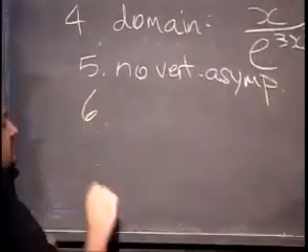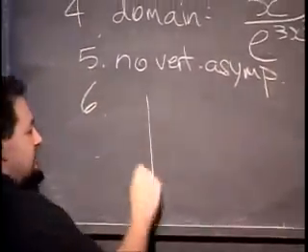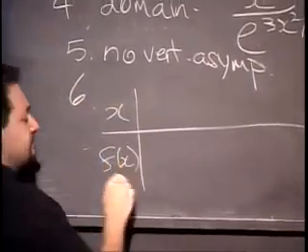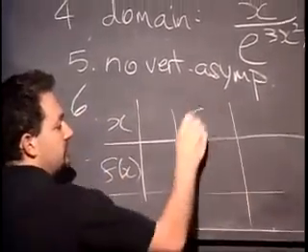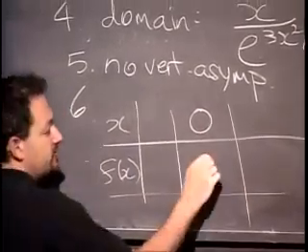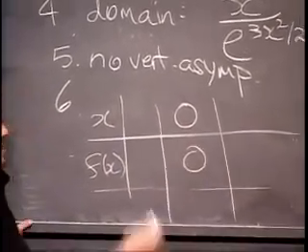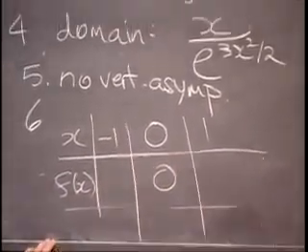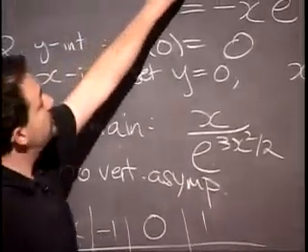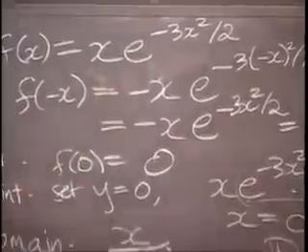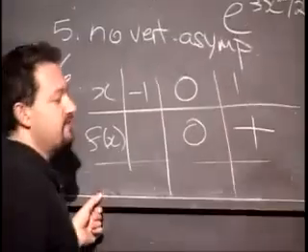Okay, now step 6, we need to set up a table of signs. And it's not very complicated. Here's x, here's f of x. 0 is the only x-intercept. There's no vertical asymptotes. The function value is 0. Let's just plug in minus 1 and 1. If you plug in 1 to the original f, you get 1 times an exponential. Exponentials are positive, so the function's above the axis there.